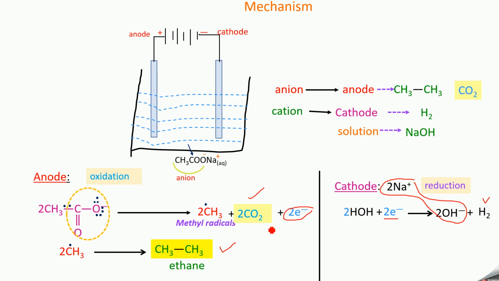So in this Kolbe's electrolytic method, we are getting an alkane as the product. Here in this case, if you use sodium acetate, we are getting ethane as the product. And carbon dioxide is liberated at the anode, hydrogen is liberated at the cathode, and sodium hydroxide is formed in the solution. So this is the mechanism of Kolbe's electrolytic method.